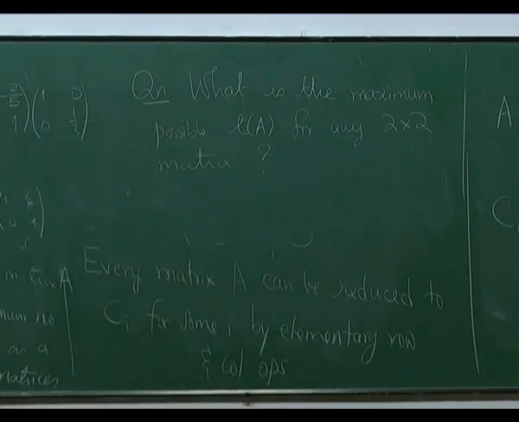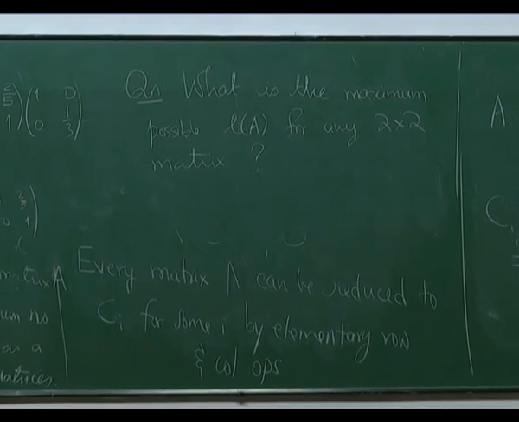So, I do not know, maybe this matrix I could do it in 4, maybe somebody can write down a way to do it in fewer steps. Can you see a way to do it in 3 steps? Can you write this matrix as a product of 3 elementary matrices?